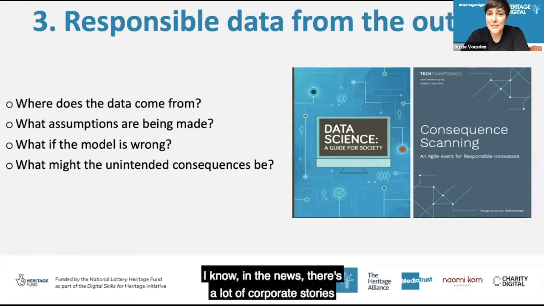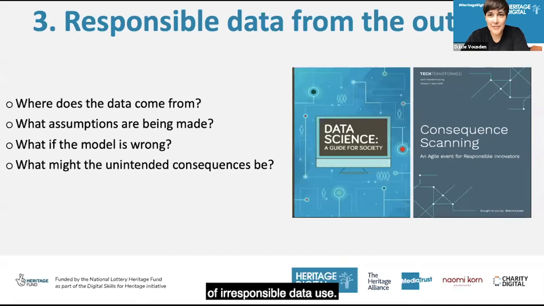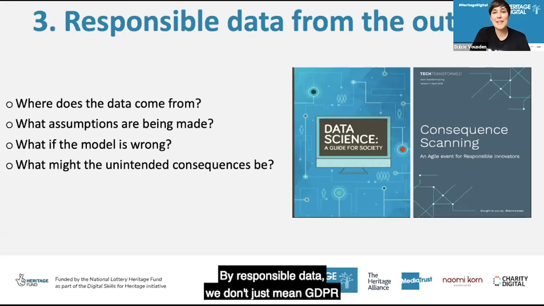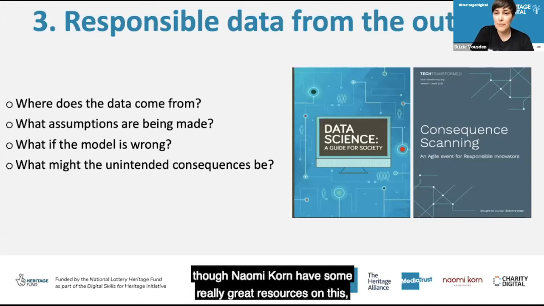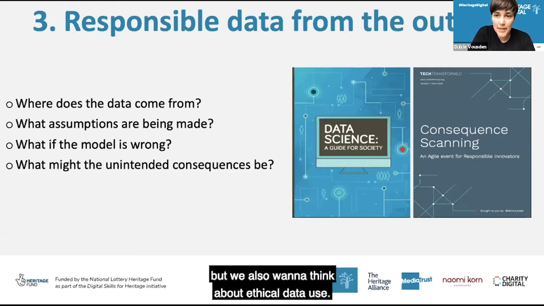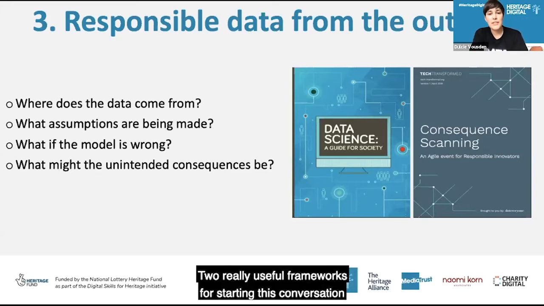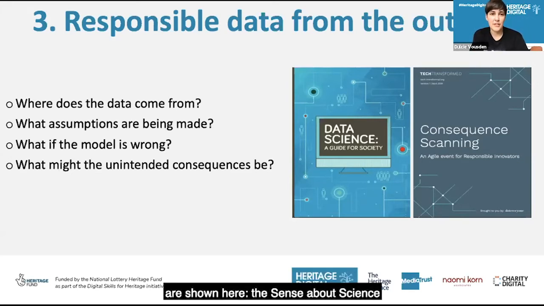So I know in the news there's a lot of corporate stories of irresponsible data use, but sadly the social and heritage sector are not immune either. And by responsible data, we don't just mean GDPR and data protection, though Naomi Korn have some really great resources on this. But we also want to think about ethical data use. So two really useful frameworks for starting this conversation are shown here, the Sense About Science and .everyone's consequence scanning.